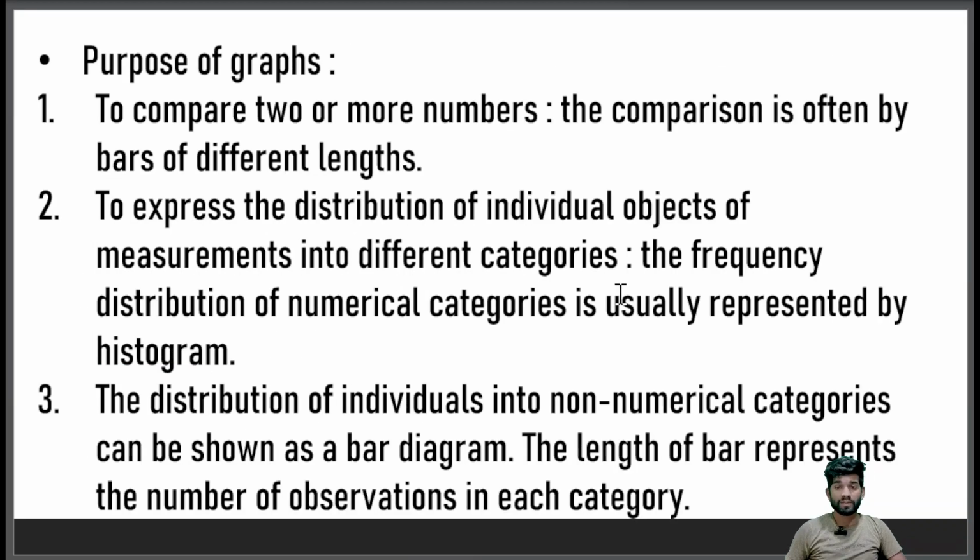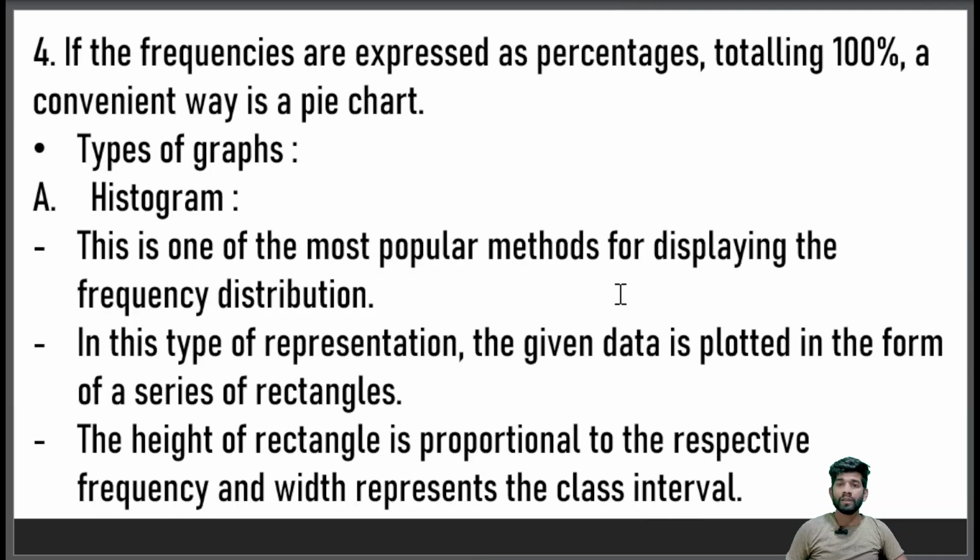Then purposes of graphs. To compare two or more numbers. The comparison is often by bars of different lengths. To express the distribution of individual objects of measurements into different categories. The frequency distribution of numerical categories is usually represented by a histogram. These are the types of graphs we are going to see ahead. The distribution of individuals into non-numerical categories can be shown as a bar diagram. The length of the bar represents the number of observations in each category. If the frequencies are expressed as percentages totaling 100%, a convenient way is a pie chart.